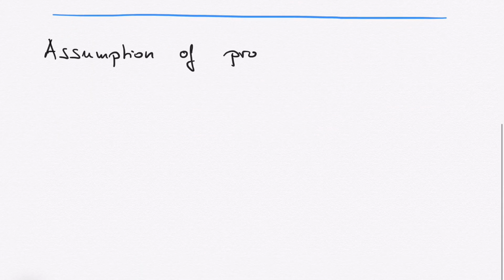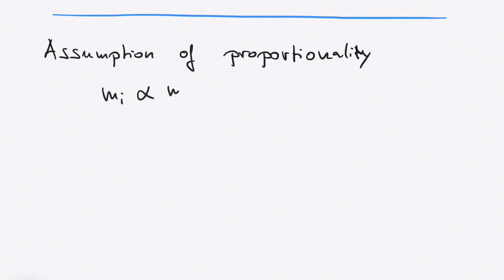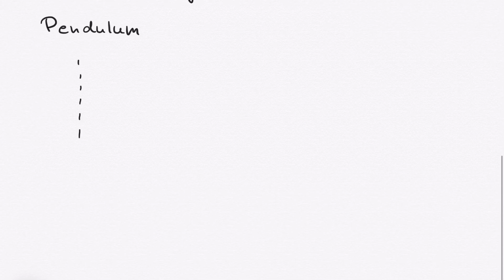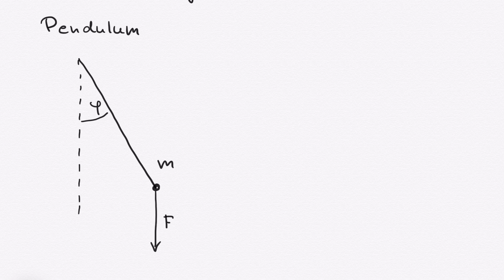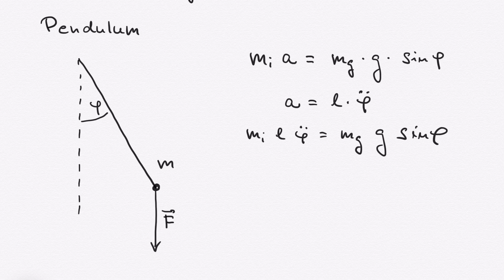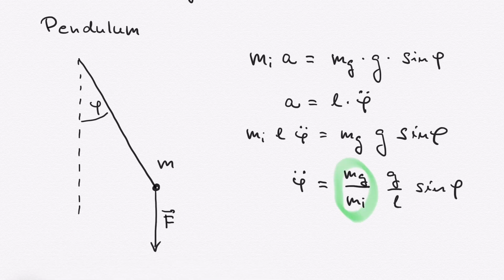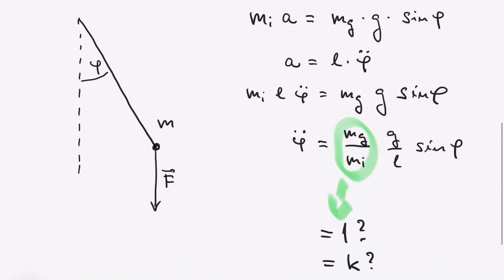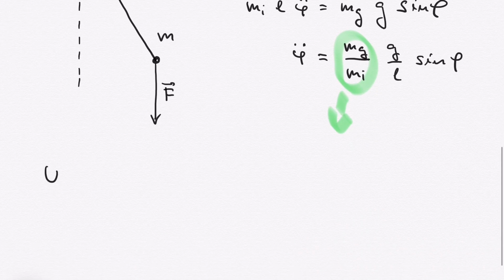Nevertheless, there is an assumption of proportionality, that the inertial mass is proportional to the gravitational mass. We can illustrate that with a pendulum. Here is a pendulum with a gravitational force, and here is the equation of motion, where I put in the two masses explicitly, m_i and m_g. We solve the equation of motion, and we arrive at the second derivative of the angle equals the ratio of masses times g over L times sine of the angle. The question is: is this ratio equal to 1 universally, or to a constant universally, or is it characteristic of a material?